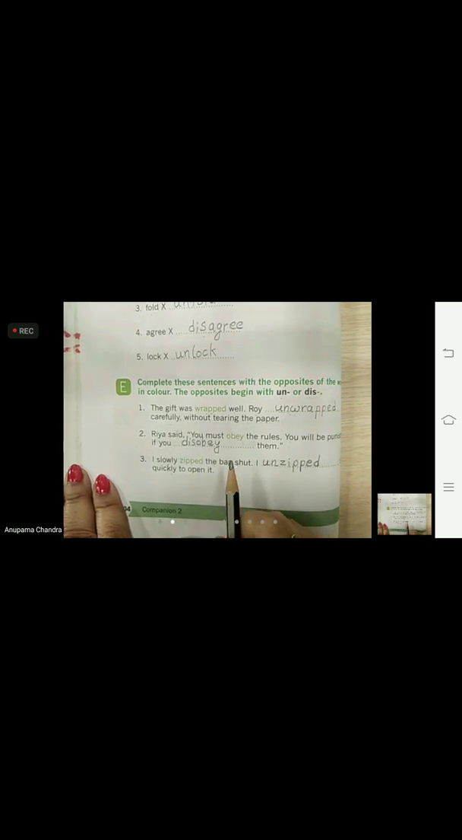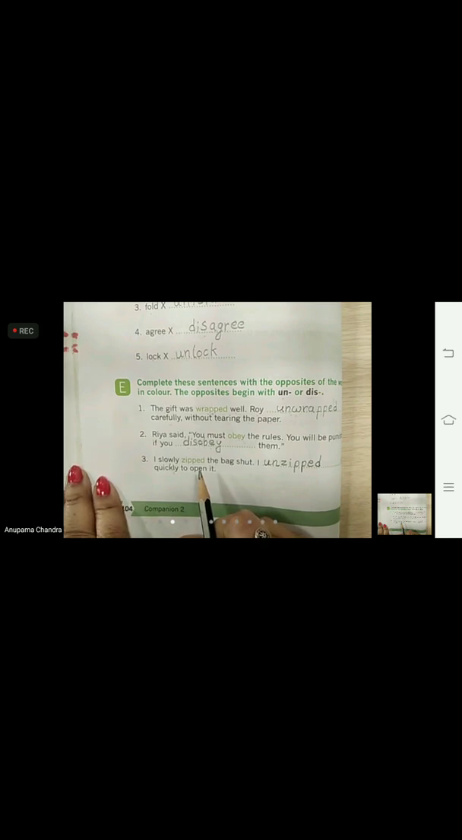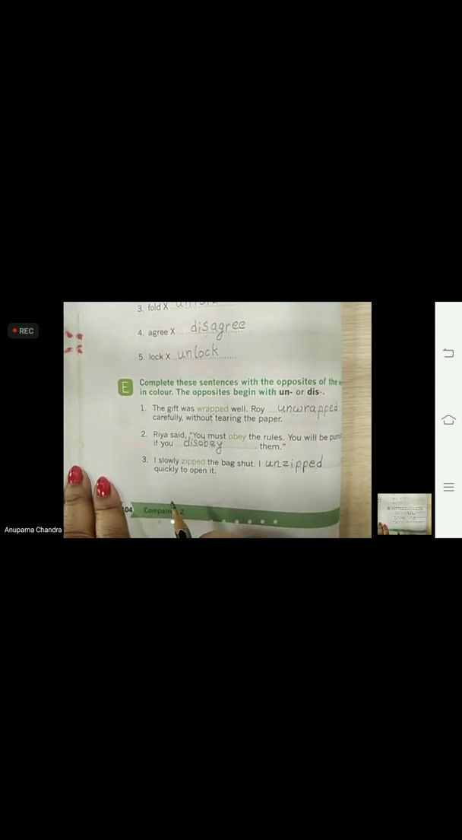Now children, don't get confused. Opposites and antonyms are the same. Okay? And a person or thing which is totally different from or the reverse of someone or something is the opposite or antonym for it. For example, wrapped, unwrapped, obey, disobey, zipped, unzipped. Okay?